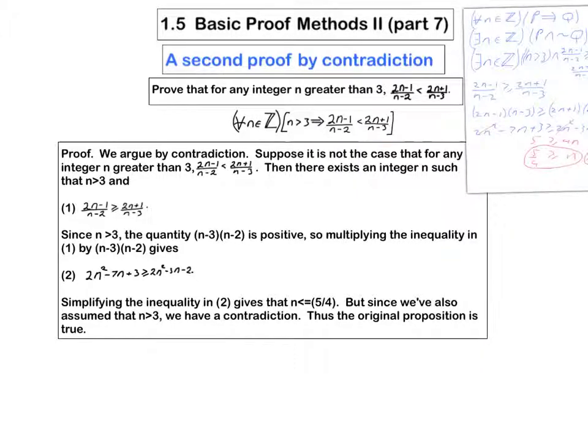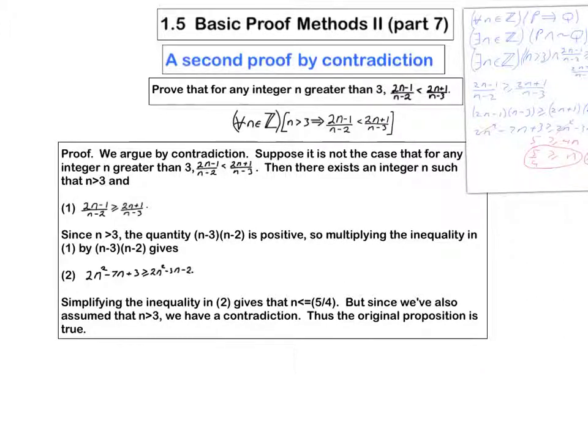Okay, so here's my proof. I begin by telling the reader that I'm going to argue by contradiction. So I say, suppose it's not the case that, and then basically I write this down. It's not the case that for any integer n greater than 3, we have this inequality. And now basically I'm writing the useful denial that I had put over here on my scratch page. Then there exists an integer n such that n is bigger than 3, and this happens.